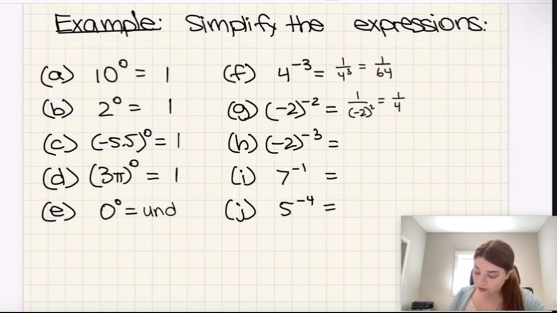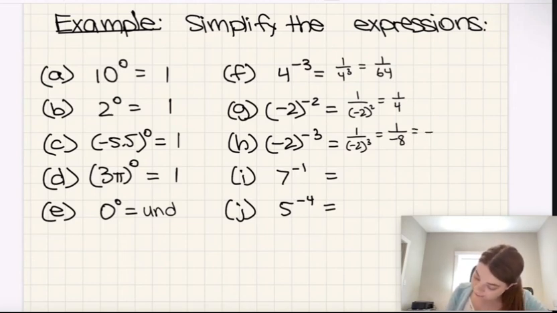Okay. What about negative 2 to the power negative 3? Well, that would be 1 over negative 2 cubed. What is negative 2 cubed? That's negative 2 times negative 2 times negative 2, which is negative 8. And then because it's considered bad form to have a negative in our denominator, I'm just going to put it out front and say that the answer is negative 1/8.